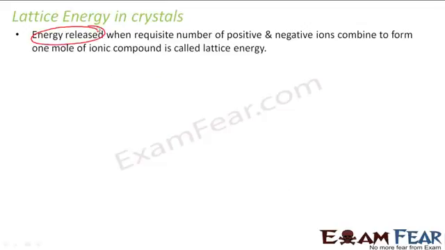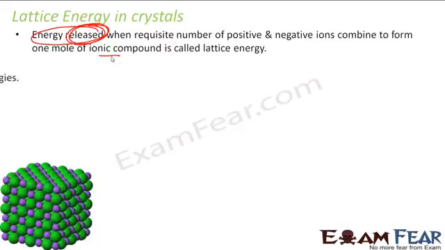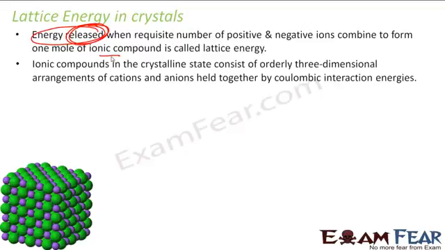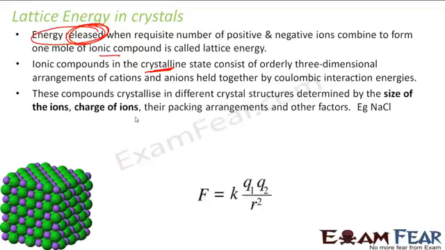So lattice energy is nothing but the energy released. Please note, it's always released, when positive and negative ions combine to form 1 mole of ionic compound. And why do they release energy? Because, as I told you, the ionic compounds are generally crystalline, right? And they are a 3-dimensional arrangement of cations and anions, held by Coulombic interaction.